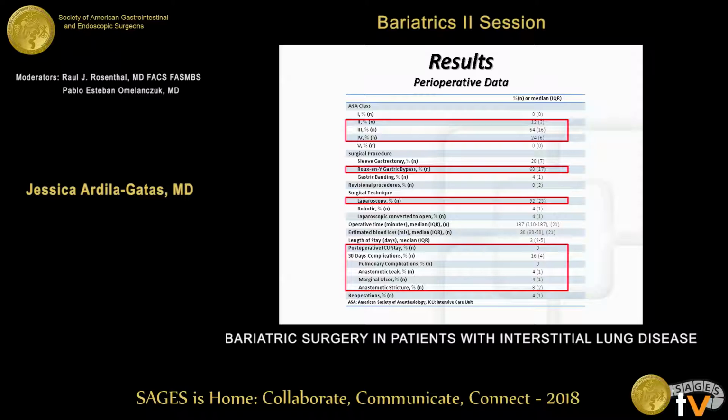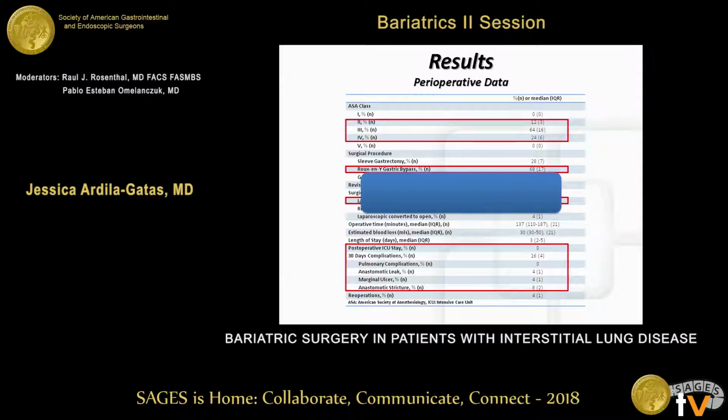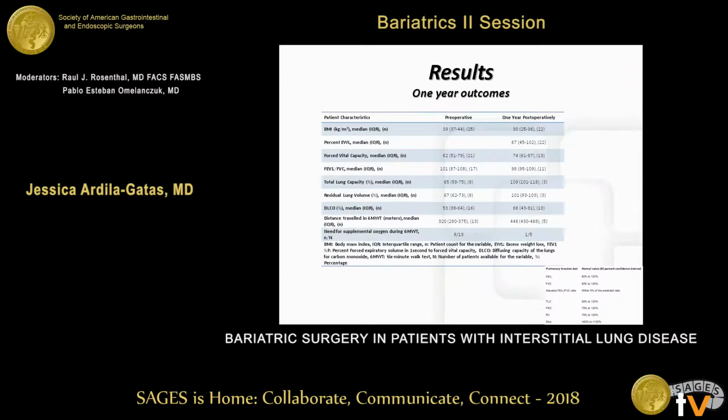Most of the operations were done laparoscopically, one robotic, and one was converted to open but started laparoscopically. Out of our postoperative results, none of them required ICU admission, and none of them had pulmonary complications within the first 30 days. Only 4 patients had other complications: 1 patient had an anastomotic leak, 1 had a marginal ulcer, and 2 patients had anastomotic strictures. So, that was the aim of our study. We showed that none of these patients had pulmonary complications or unplanned ICU admissions.